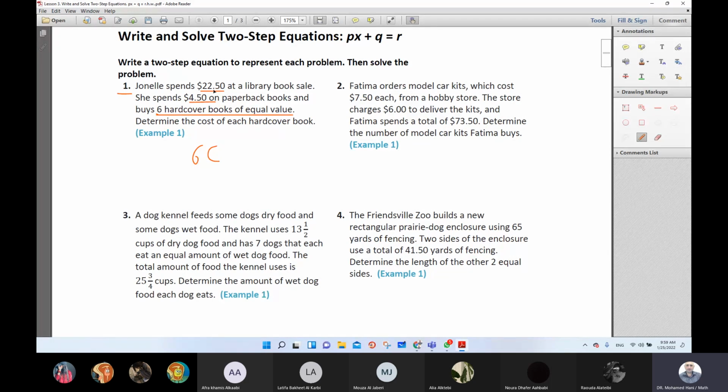And here we have the total, 22.5. This is the total. And she spends here 4.50. This is the equation: 4.5 plus 6C equal 22.5. Now I want all of you to write this equation, then try to solve it, then tell me what is the value of C. What is the solution of this equation? Start, please, and tell me your answer.